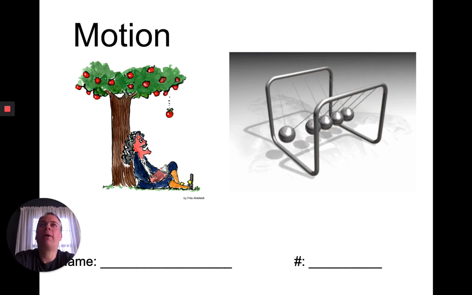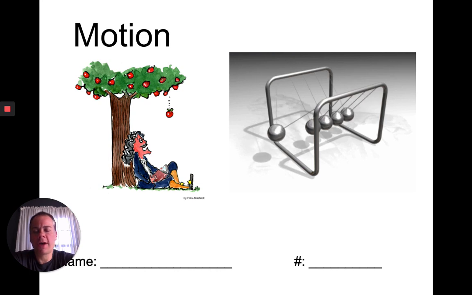So for our next unit, it's called motion, and what we're going to be doing in this unit is looking at how objects move and what the laws are that dictate how they move, what the forces are that cause them to move. And so we're going to start today with just a discussion of speed and acceleration.